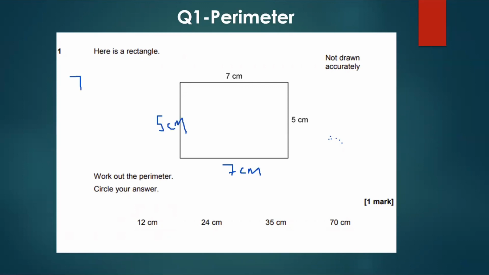So writing it out here, 7 plus 5 plus 7 plus 5. So 7 plus 5 is 12. And then adding 12 again is going to be 24. So I'm going to circle 24 centimeters, guys. So I'm going to circle option 2.